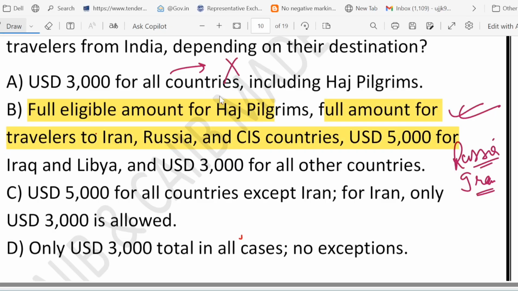And a traveler who is going to Iraq and Libya, there is a limit. How much is the limit? $5,000. And for most other countries, the limit is $3,000, and the rest, if eligible, must be given as traveler's check or forex card.